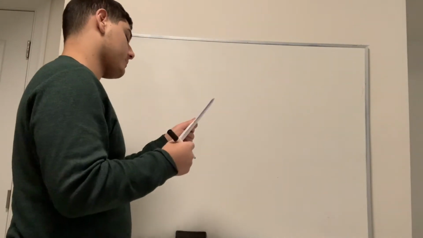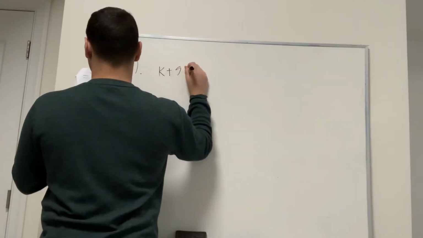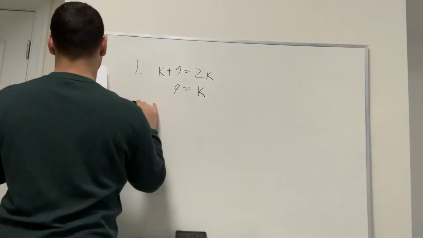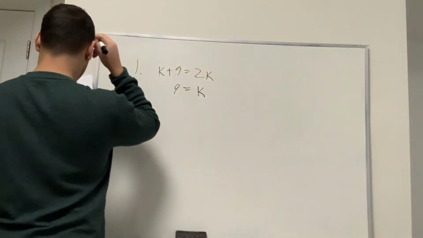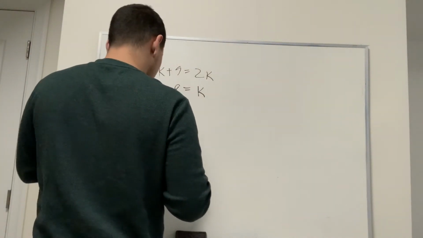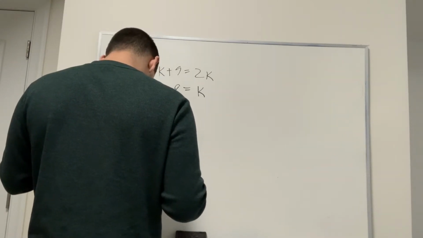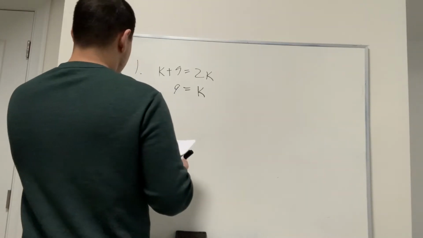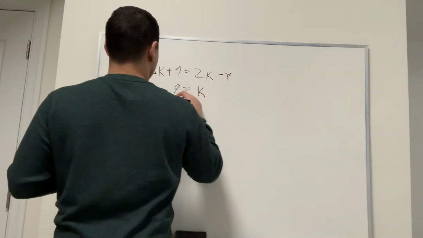Show your work for the following problems, so we want to solve. So for 1, k plus 9 equals 2k. 9 equals k. I guess you could, let's see what they mean by show work, because I could subtract k and show that, but I don't know if that's necessary here. Yeah, so it looks like they want you to subtract k: 9 equals k.